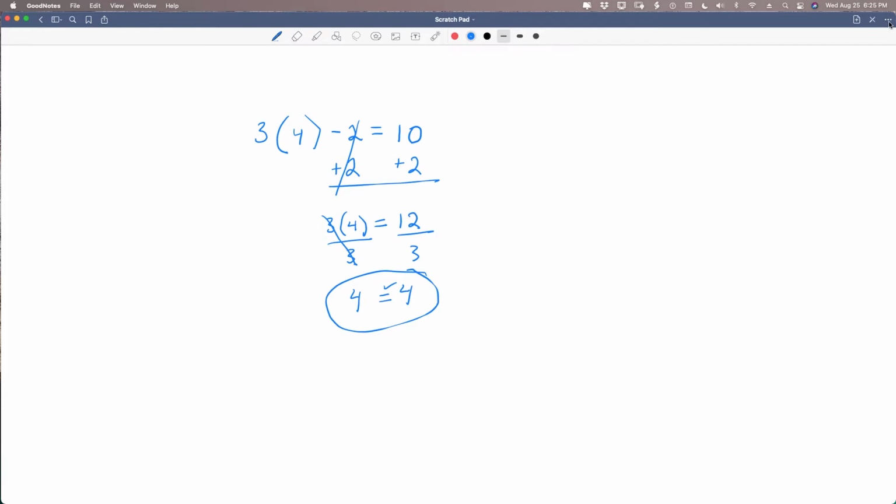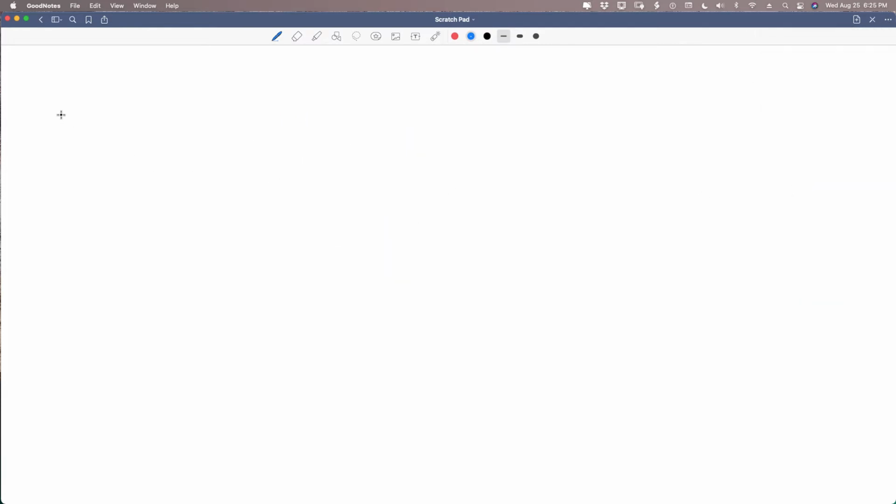So let me clear the page, and let's jump into an example problem. Let's start with 25.1. We have 4x plus 5 equals 17. Okay, work it with me on your paper.